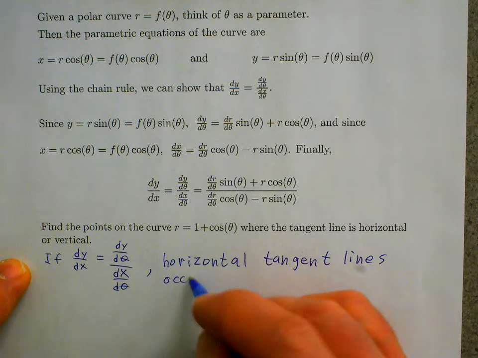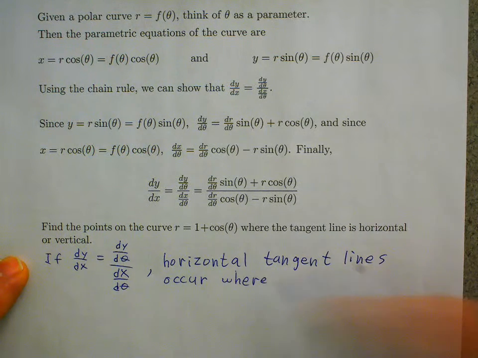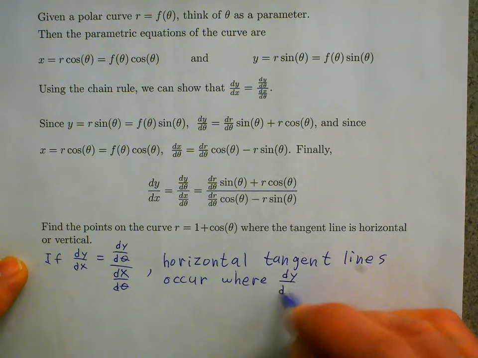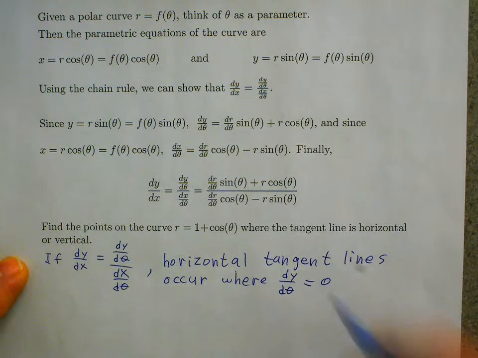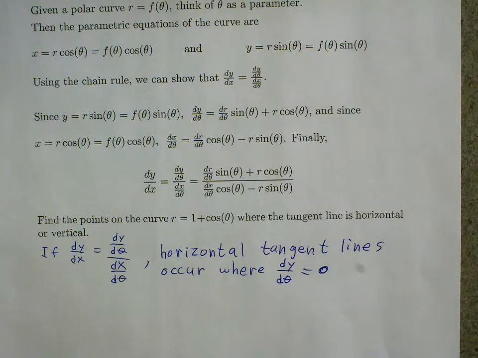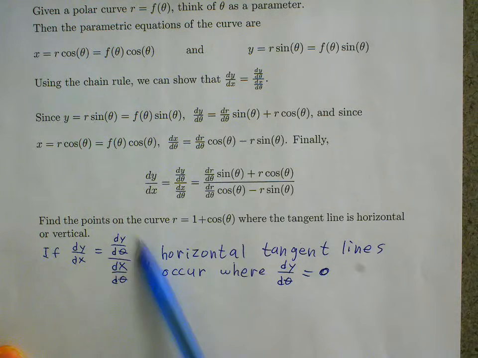So if dy dx is equal to dy d theta divided by dx d theta, horizontal tangent lines occur where dy d theta equals 0. So a horizontal line in the xy plane has a slope of 0, or when the derivative is equal to 0. So this derivative is equal to 0 when the numerator is 0. So we'll have a horizontal tangent line.